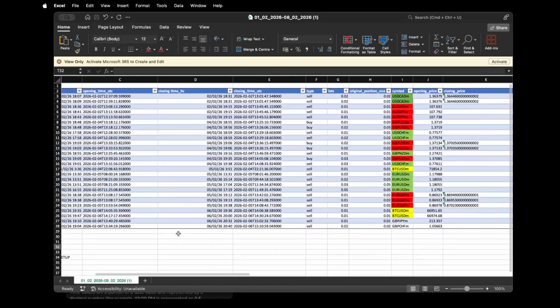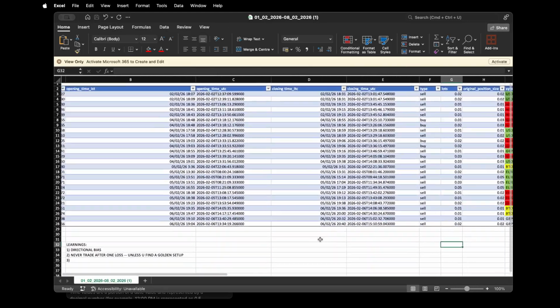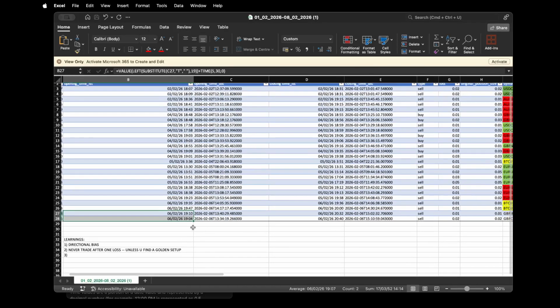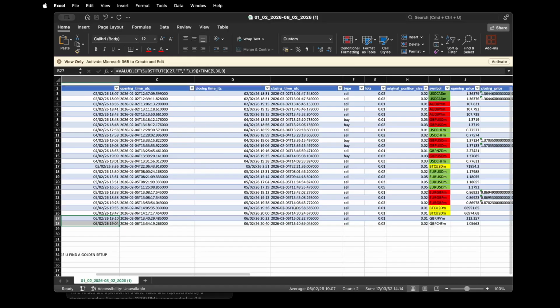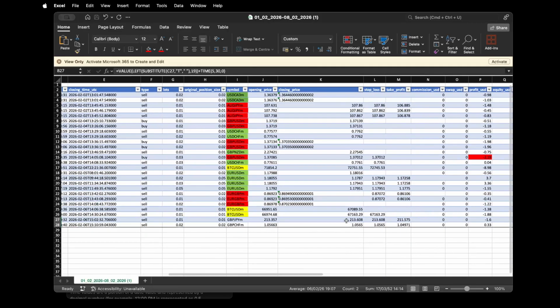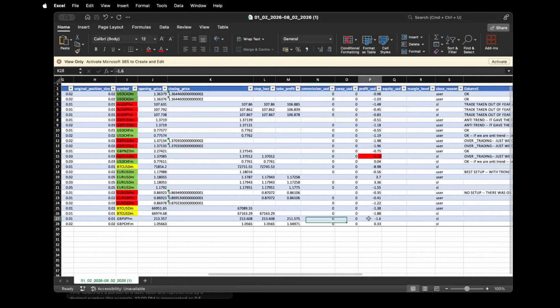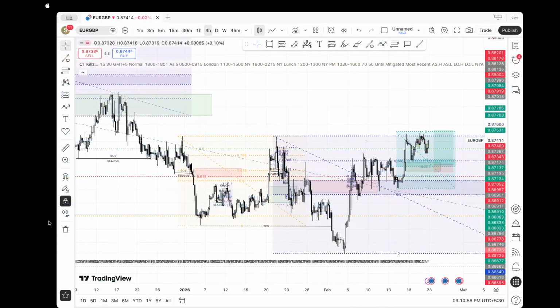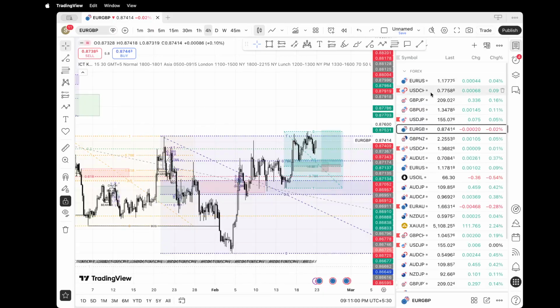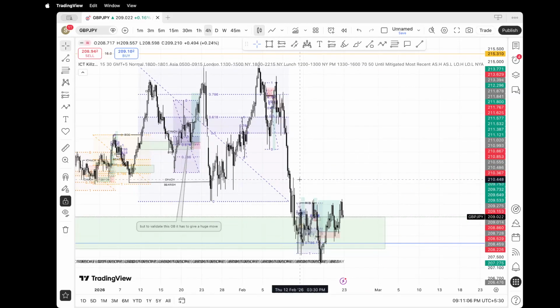Then let's analyze the last two trades of the week: GBP JPY and GBP CHF. Both were taken on 6th of February at 7 o'clock. Okay, let's see. GBP JPY, 6th of Feb. Let's switch back to TradingView. GBP JPY, 6th of February. This is March, 6th of Feb.